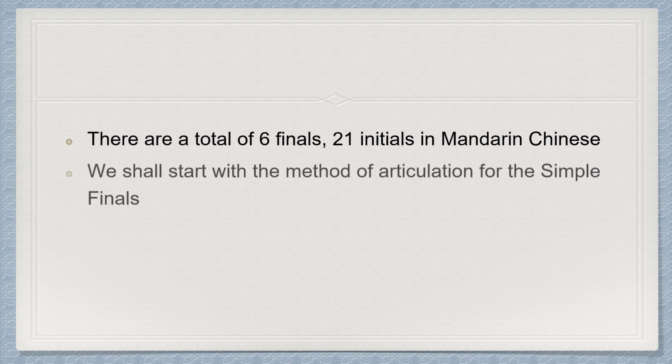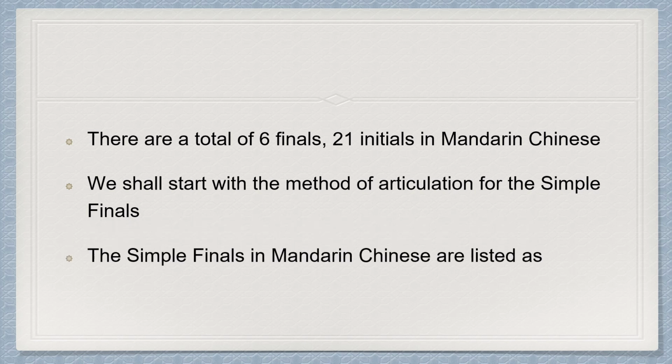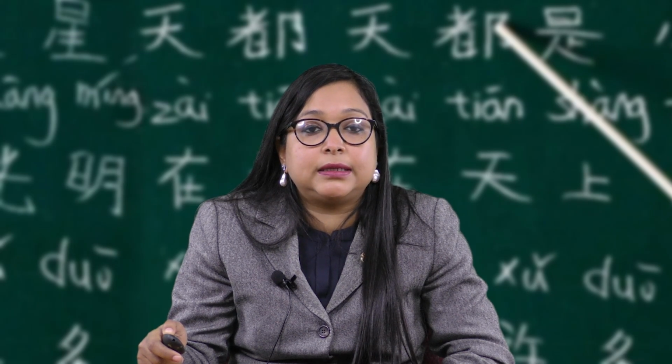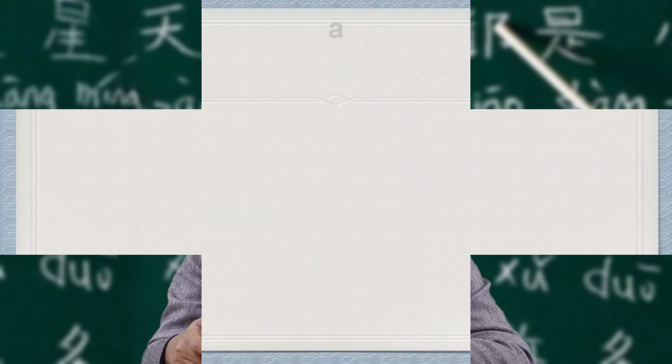Today, we shall start with the method of articulation for the simple finals. The simple finals in Mandarin Chinese are listed as a, o, e, i, u and ü. They are pronounced as a, o, e, yi, wu, yu. Let's start with the pronunciation of a.